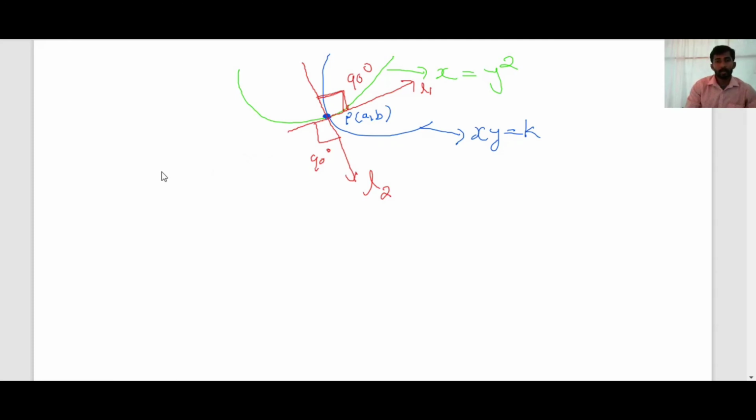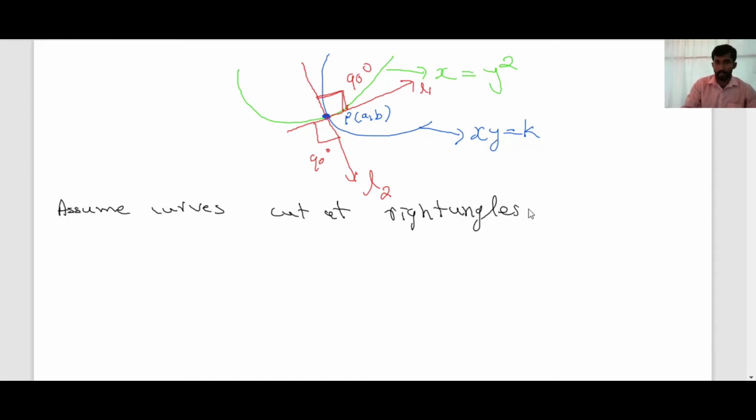For our easiness, I will prove the result in the reverse method. That is, I am assuming that the curves cut at right angles. Just assuming it the reverse way. This implies, see, the two tangents are perpendicular to each other. Tangents are nothing but two straight lines, right? Suppose here one straight line is there, again one straight line is there. If they cut at 90 degree, we say that the two lines are perpendicular to each other.